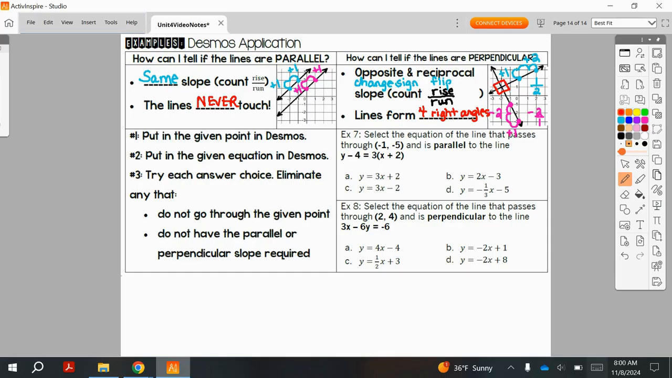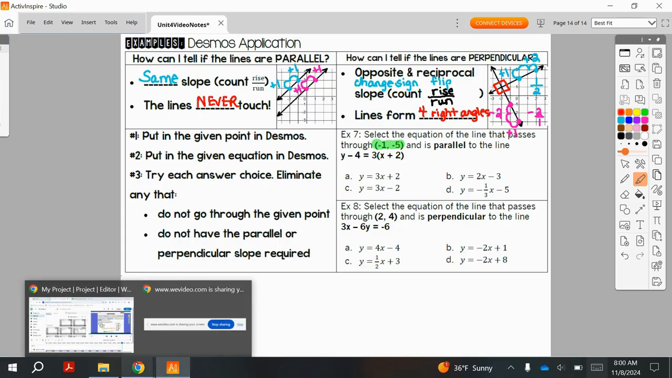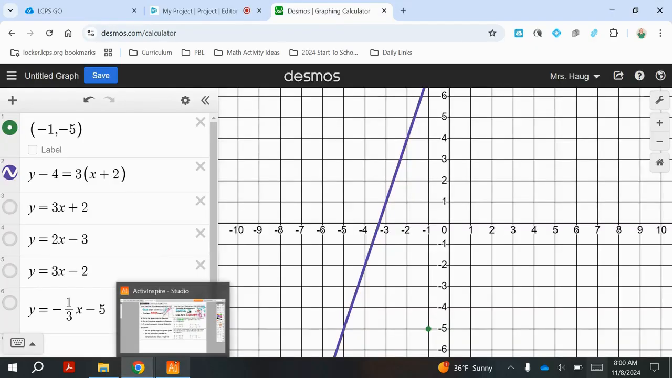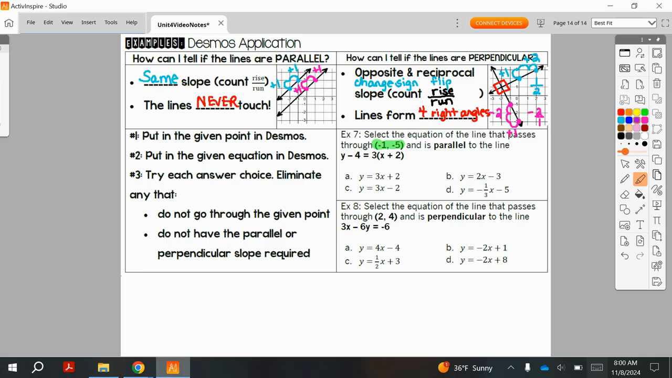Let's go ahead and try these in Desmos. So I'm going to put in the given point in Desmos for example number 7. That point is going to be negative 1, negative 5. That's going to be my green point in Desmos. Step number 2 is I want to put in the given equation. So my given equation is y minus 4 equals 3 parentheses x plus 2. And that's going to be my purple line in Desmos.